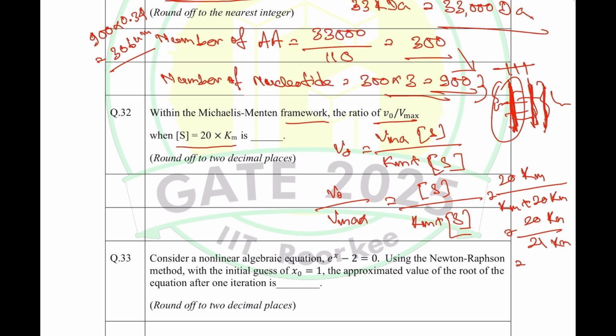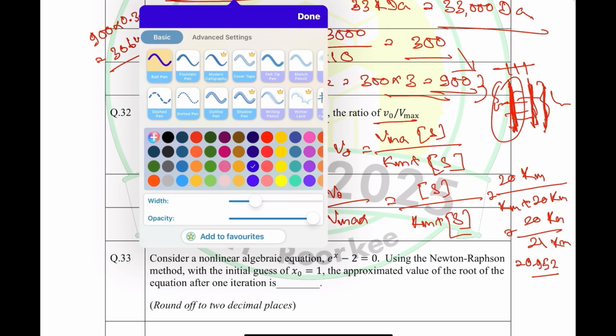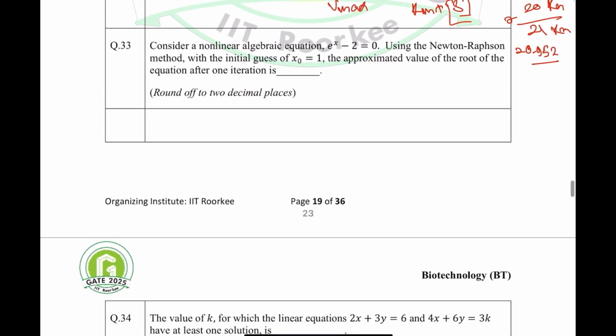So if we calculate this, we will get something like 0.952. If we round it to two decimal places, we can write 0.95. So this will be the right answer. Moving on to the next question.